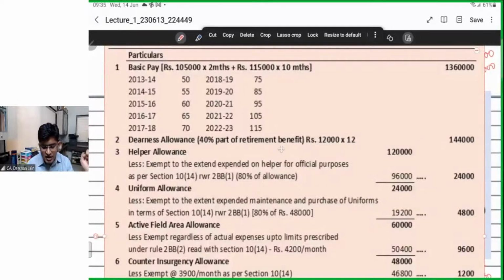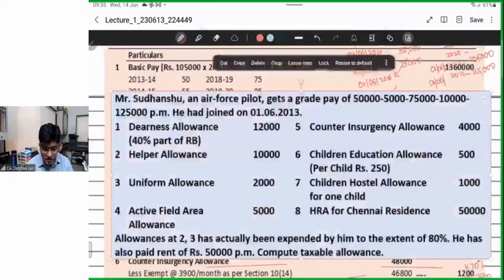Add to that dearness allowance. Dearness allowance is 12,000 rupees per month. For 12 months, I get 1,44,000. See here, dearness allowance is 12,000 rupees per month. 40% of dearness allowance alone forms part of the retirement benefit. You have to consider this 40% alone while calculating exemption under section 10(13A), right?